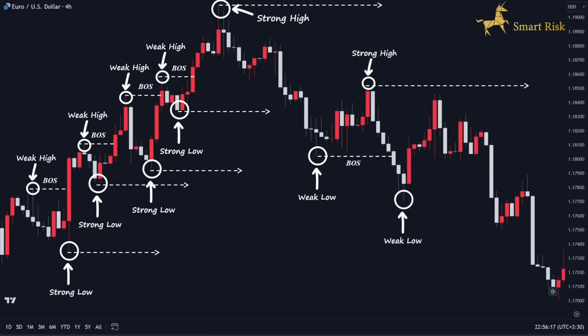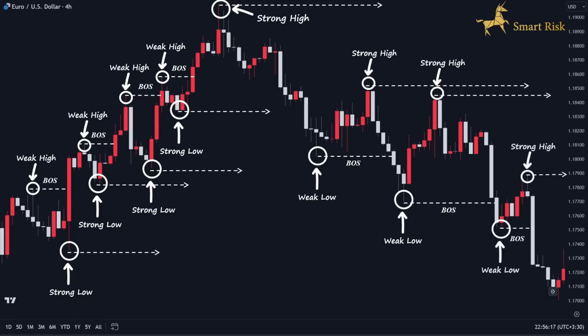In the following, we can identify another bearish break of structure, since price broke below the last weak low, so this means a strong high has been created, which is here. This way, we can identify all of the weak and strong structural points in the market.